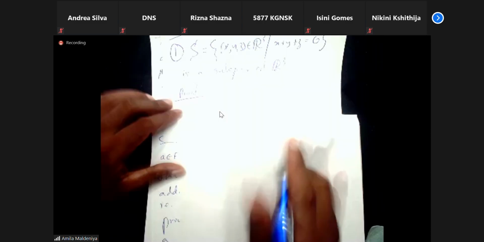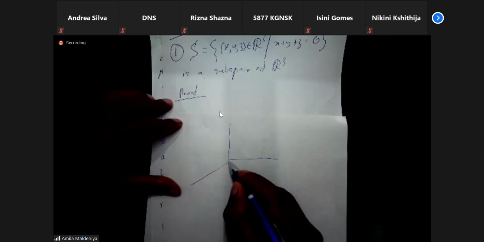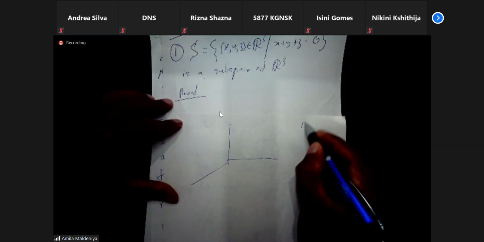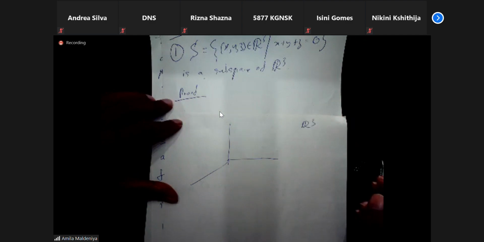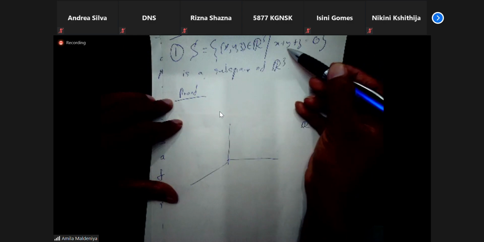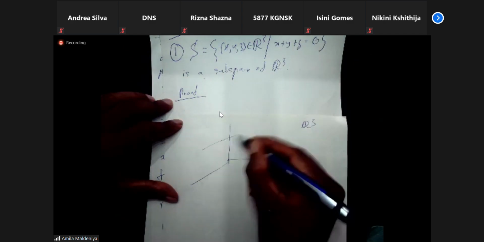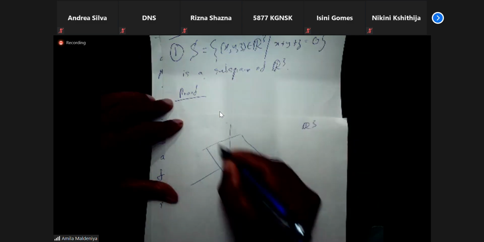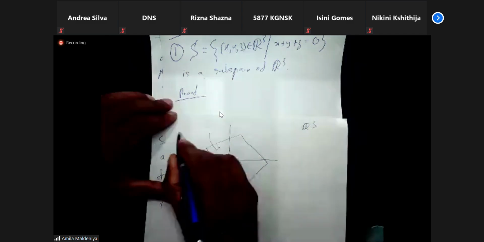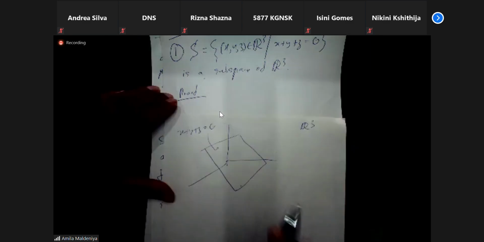Okay, let me do it here. R3 is a vector space. That's fine, but that's not what we are looking at. We have some kind of plane. So x plus y plus z equals 0 means a plane which goes through the origin. Okay, this kind of plane: x plus y plus z equals 0. So this is a plane.